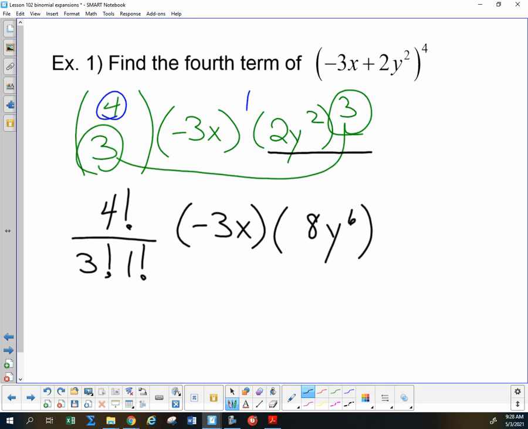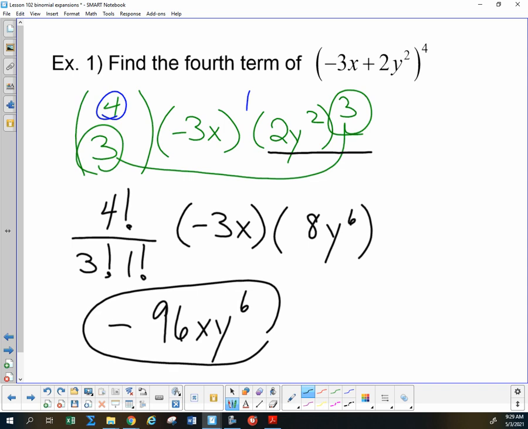Okay, this one's easy to simplify because 4 times 3 times 2 times 1 over 3 times 2 times 1 is just going to be a 4. And 4 times a negative times a positive is negative. And let's see, 4 times 3 is 12, times 8 is what, 96? So I think we've got a negative 96 x y to the 6th. Questions on that?